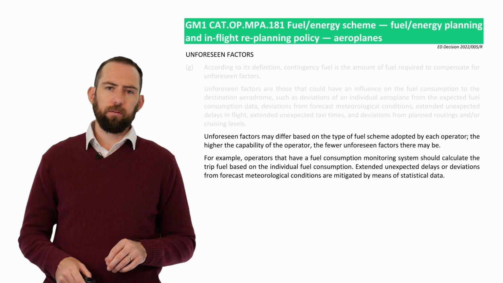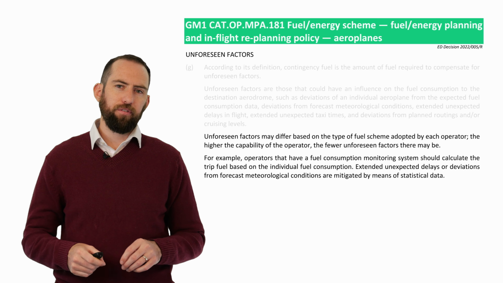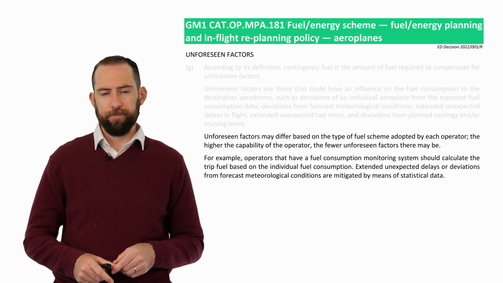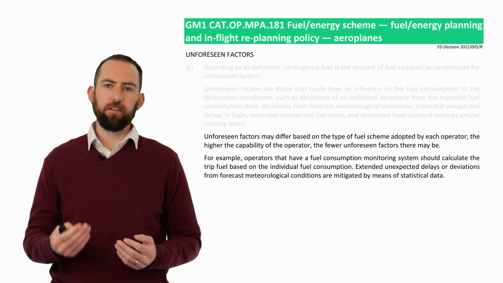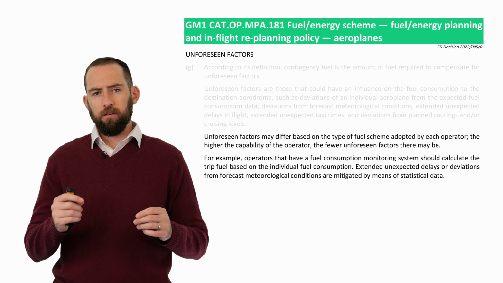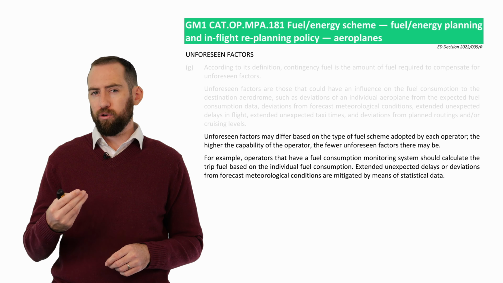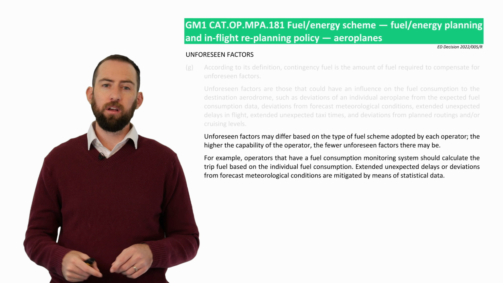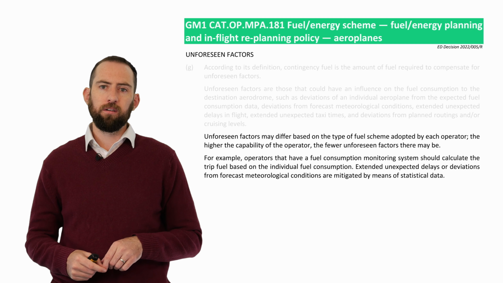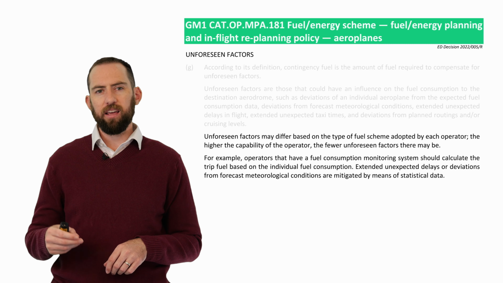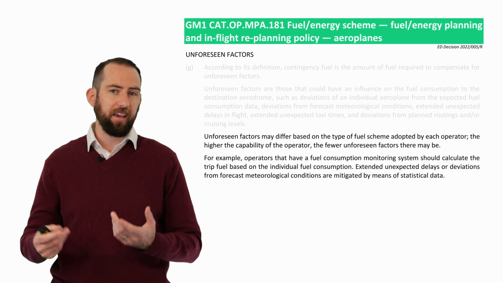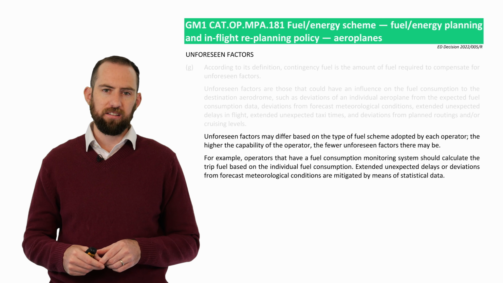Now here comes an important bit. Unforeseen factors may differ based on the type of fuel scheme adopted by each operator. The higher the capability of the operator, the fewer unforeseen factors there may be. For example, operators that have a fuel consumption monitoring system should calculate the trip fuel based on the individual fuel consumption. Extended unexpected delays or deviations from forecast meteorological conditions are mitigated by means of statistical data.